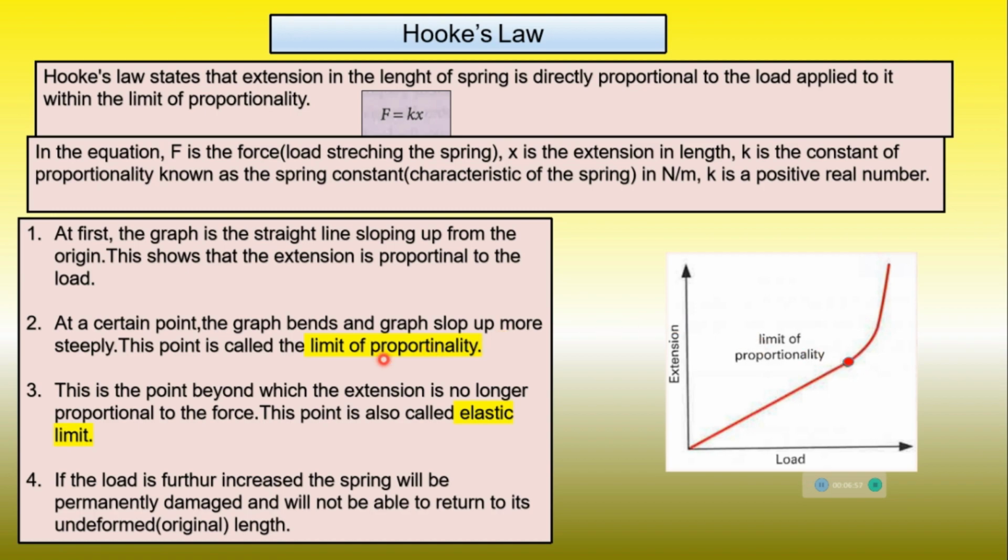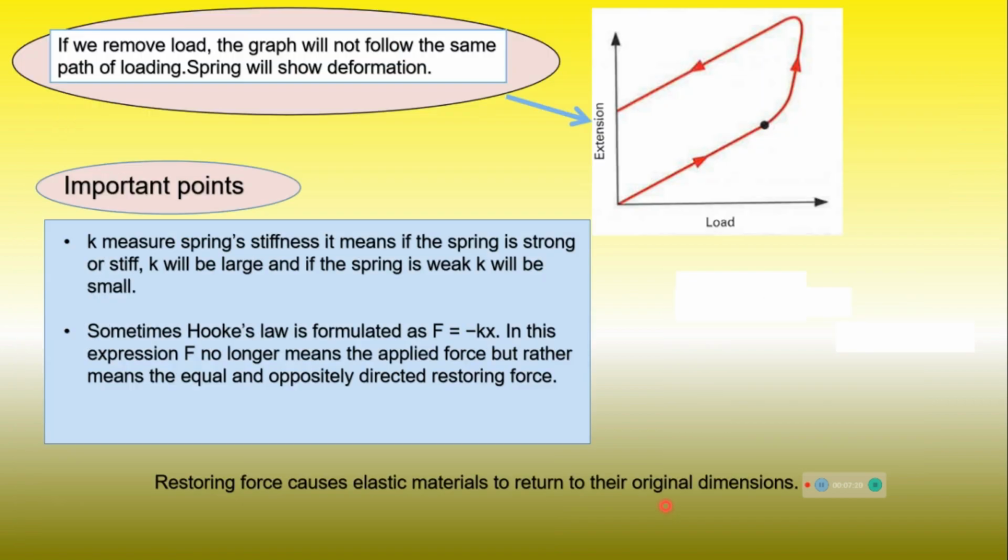So many times the definition of limit of proportionality is asked. Please learn this definition, that this is the point beyond which the extension is no longer proportional to the force. If the load is further increased, the spring will be permanently damaged and will not be able to return to its original undeformed length. If we remove the load, the graph will not follow the same path as loading. The spring will show some deformation. Here we can see that when we remove the load, the spring shows some extension in length.